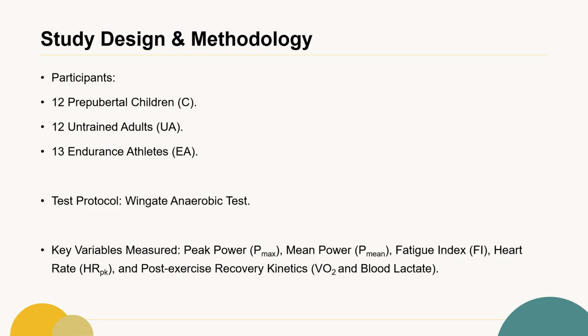For the variables, the independent variable was the participant group, like children, untrained adults and trained adults, endurance athletes. The dependent variables included performance metrics like peak power, mean power, and fatigue index, alongside physiological markers like heart rate recovery, net oxygen uptake recovery, and blood lactate kinetics.